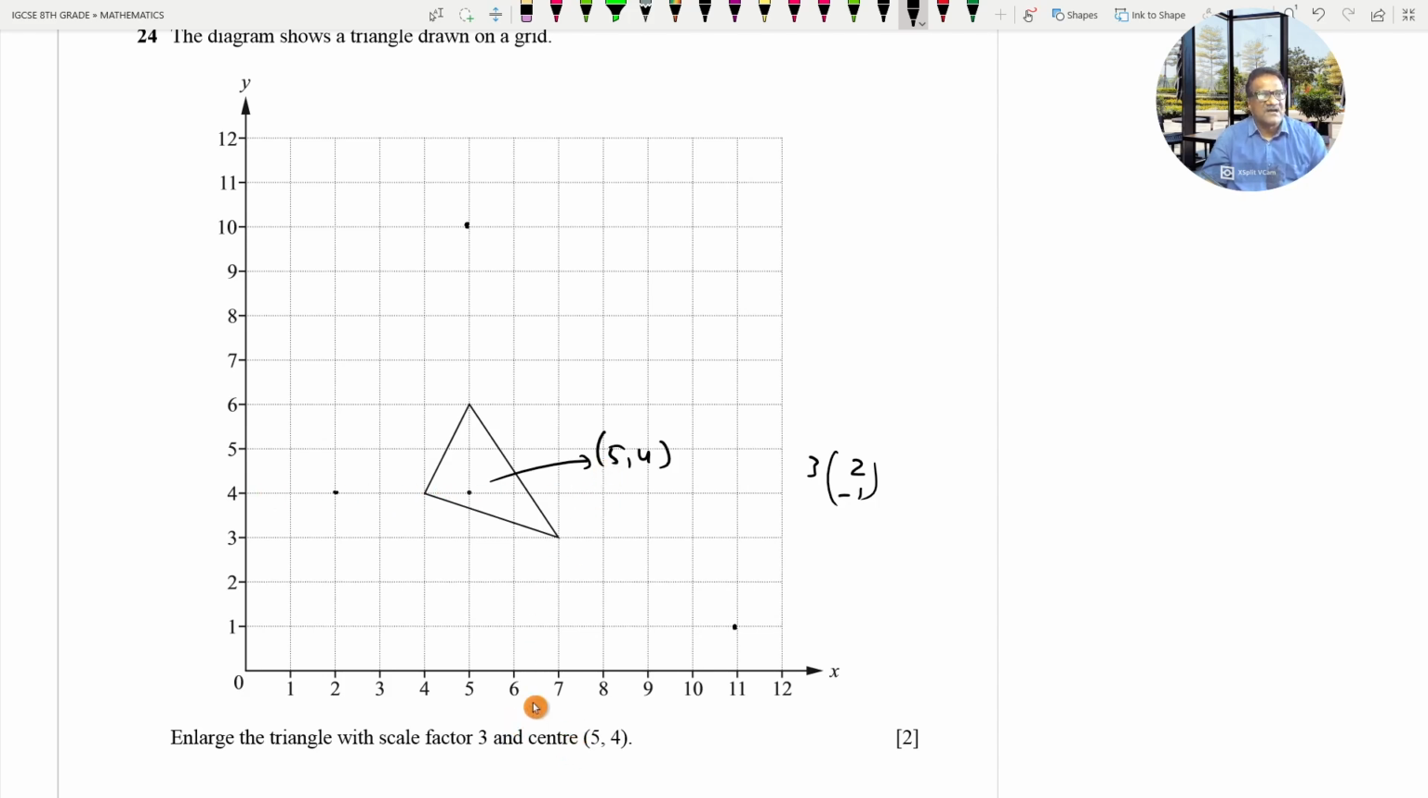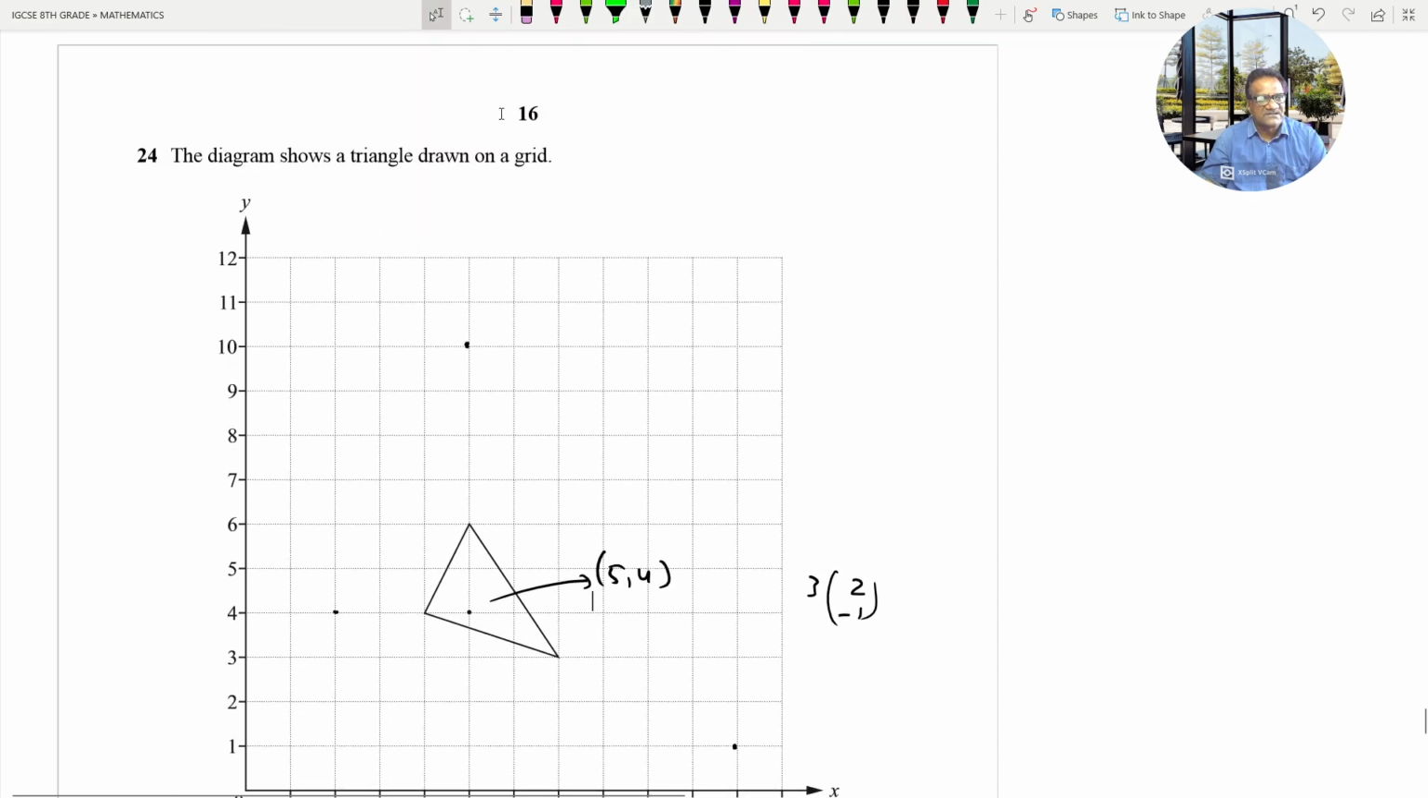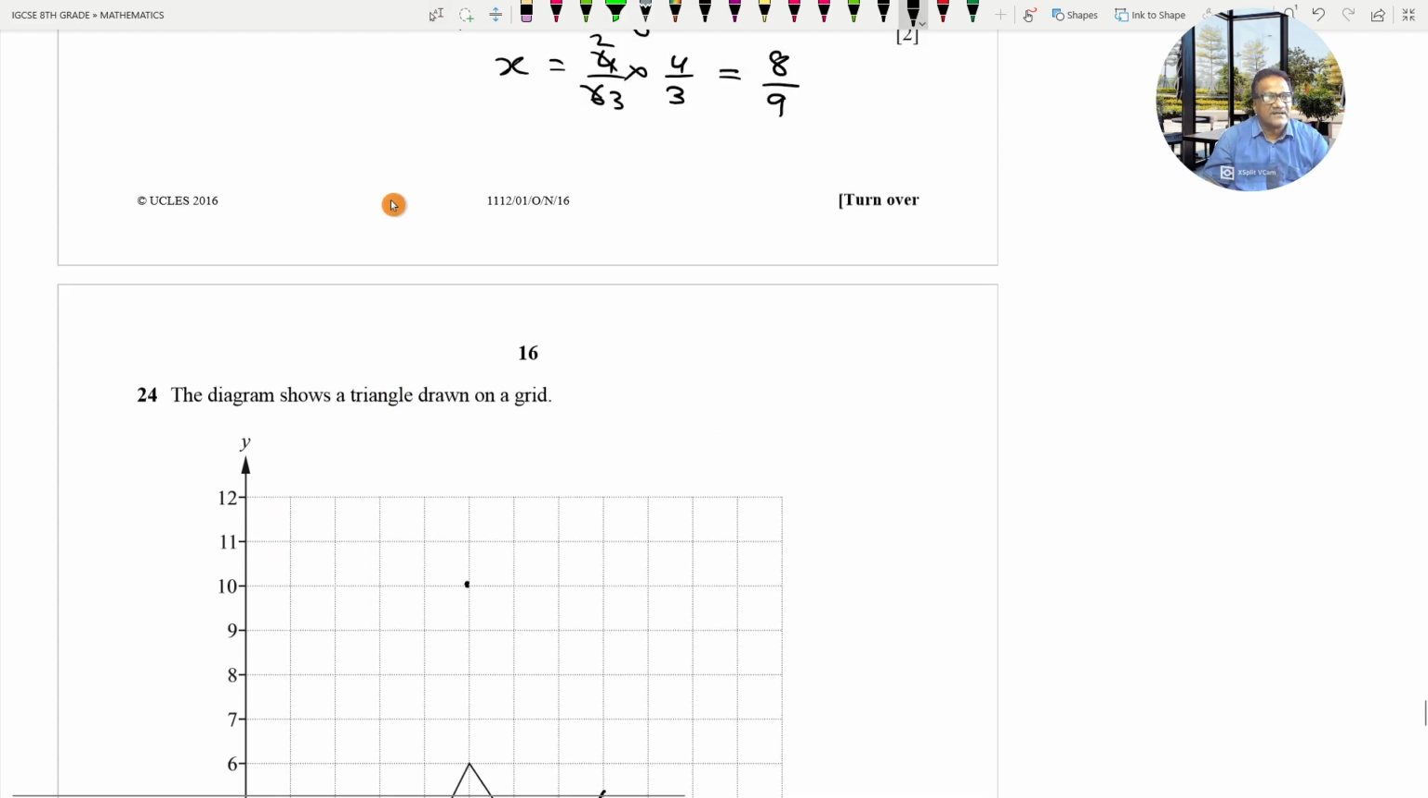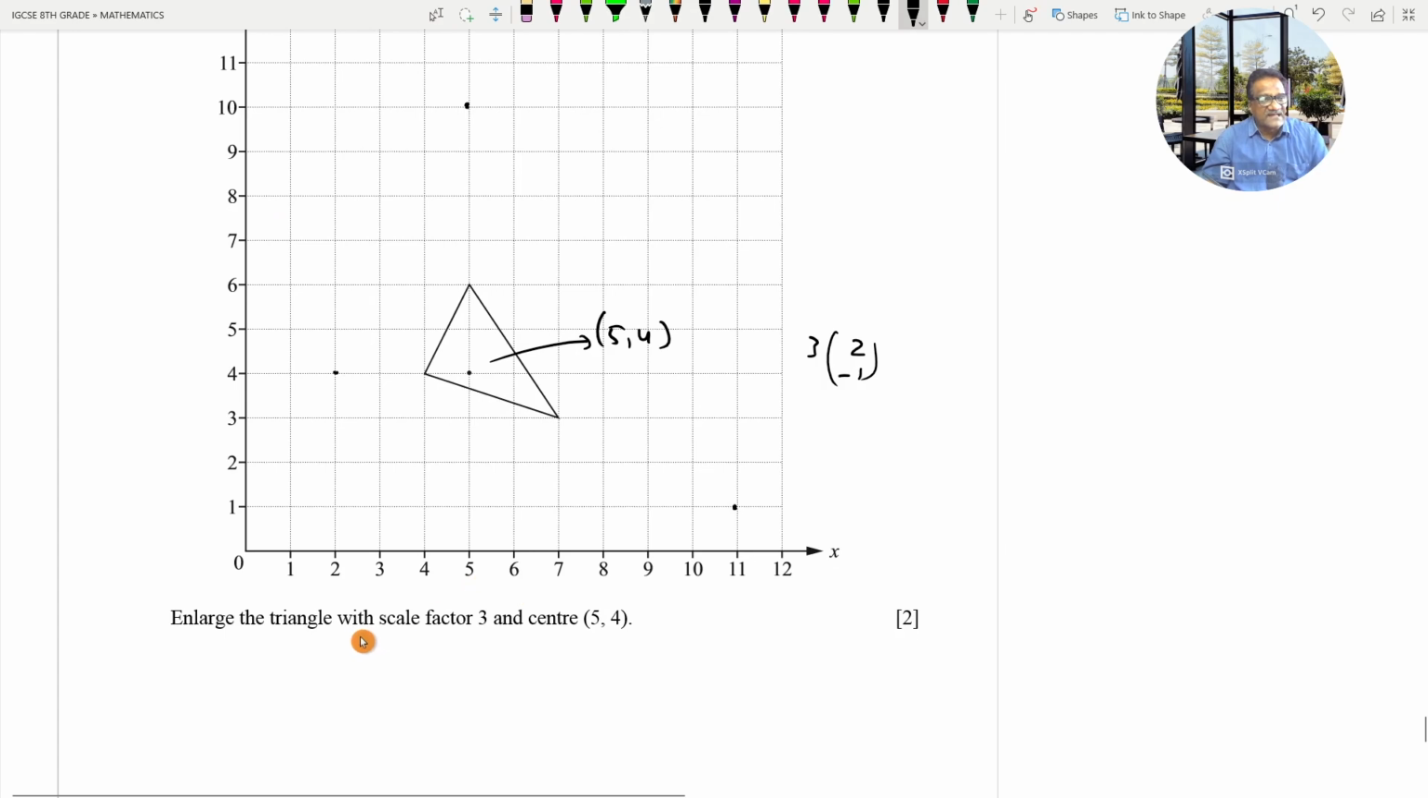Now the question asked is what? The diagram shows the triangle on the grid, and the question is, enlarge this triangle with scale factor 3. So scale factor is plus 3. Now in this scale factor there are two things, plus and 3. So plus indicates that the object and the image are on the same side of the center of enlargement. Okay, so center of enlargement is 5 comma 4, this point.